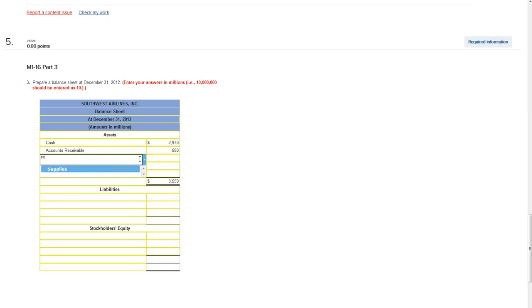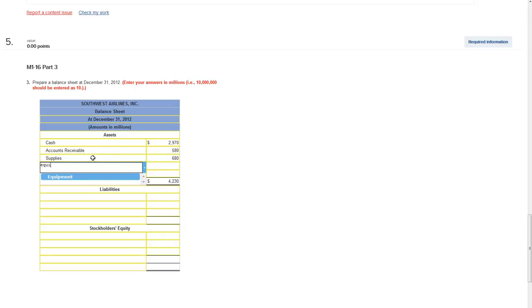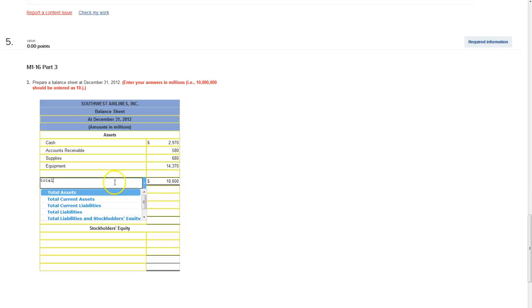Now, supplies will never be converted into cash, I suppose, unless we sell them, but they will get used up before long-term assets like equipment. So we'll put supplies next, and then finally we put assets that get used up very slowly. These are called long-lived assets because they take a long time to get used up. So our total assets total $18,600.